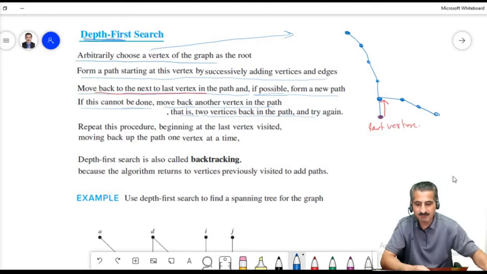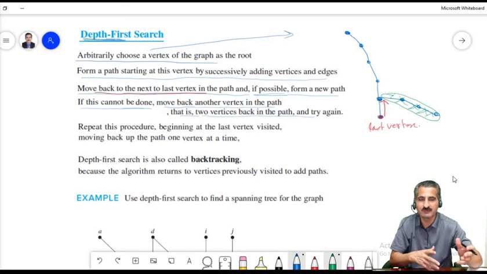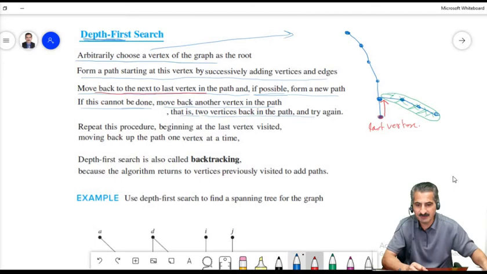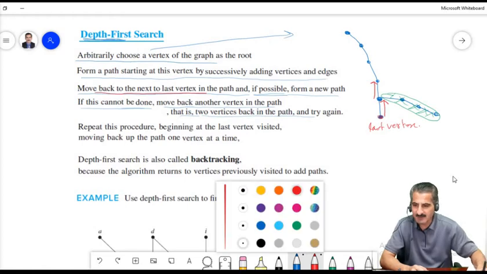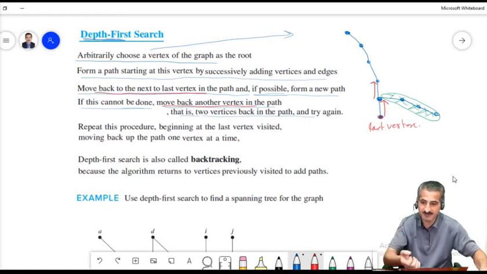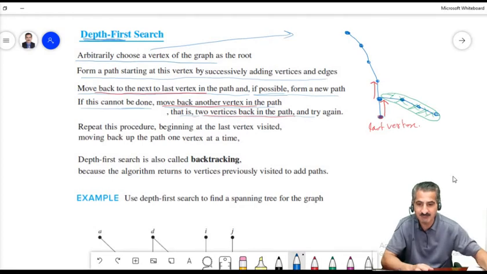Okay? But it might happen that you cannot do this. Maybe you cannot do this because there are no edges and vertices. Or if you do it, you will find yourself making a circuit. Then what you do, go to the vertex that comes before, one more back. And what does that mean? Move back another vertex in the path that you made. That is 2 vertices back in the path, and try again. Now try again means try to make a path from here.